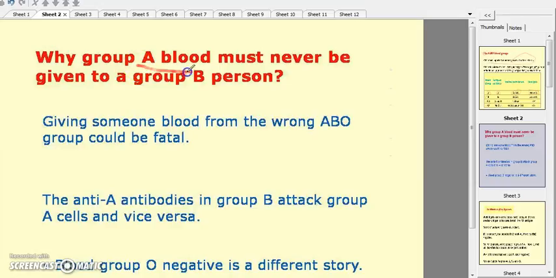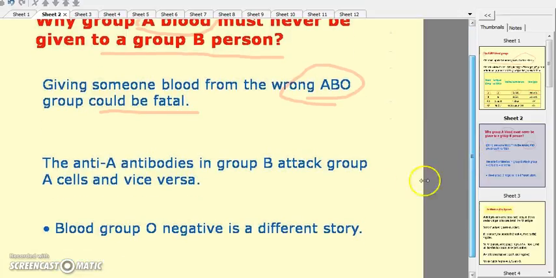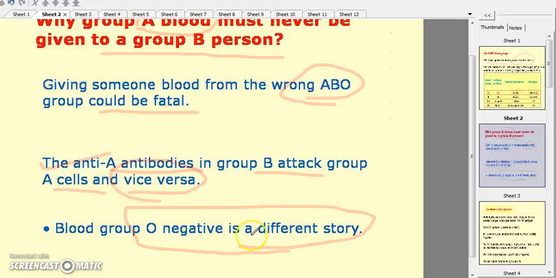Why blood group A? Blood group A blood must never be given to a group B person. Why? Very important point: giving someone blood from the wrong ABO blood group could be fatal. Why should it be fatal? The reason is that the anti-A antibody in group B attacks group A cells and vice versa. Blood group O negative is a different story, because here we find different genotypic consequences. So by these different consequences we can transfuse blood group O negative blood.